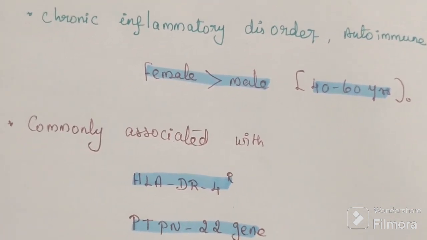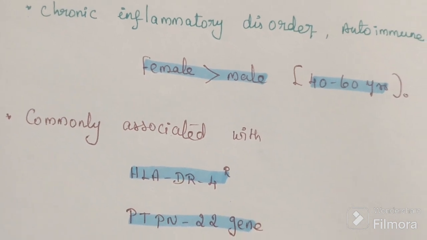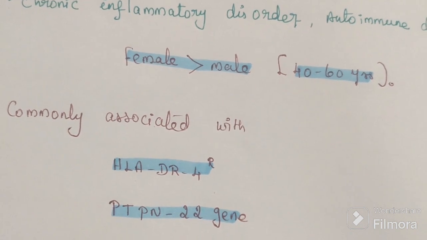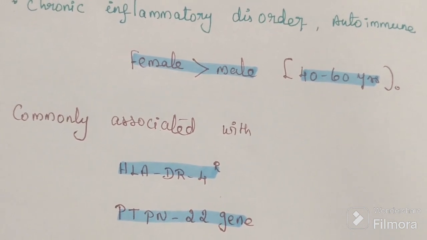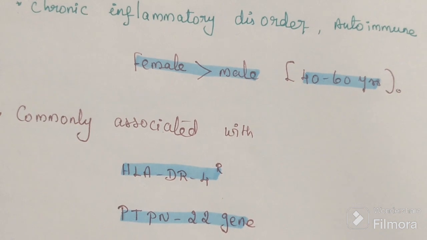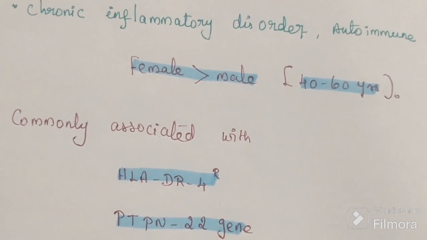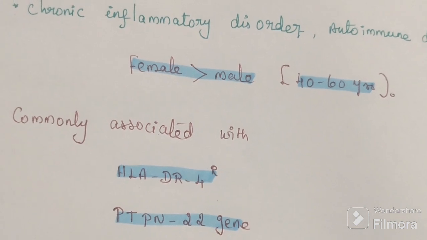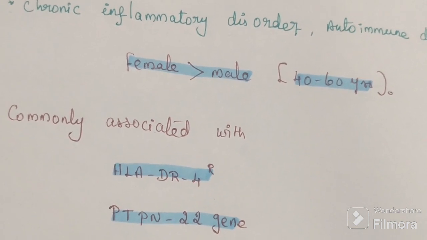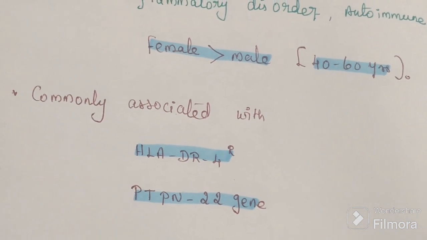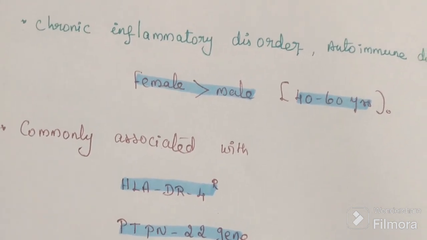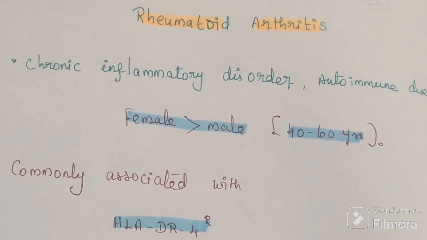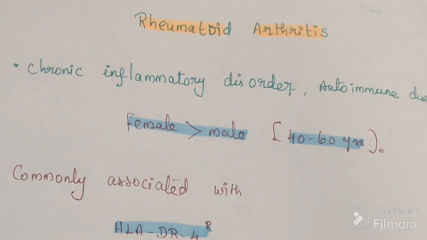Rheumatoid arthritis is commonly associated with the gene HLA-DR4, which is most strongly associated with rheumatoid arthritis, and another gene, PTPN22. These two genes are commonly associated with rheumatoid arthritis, and compared to males, females are mostly affected, maximum in the age group 40 to 60.